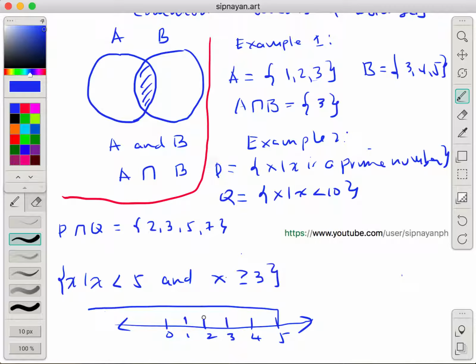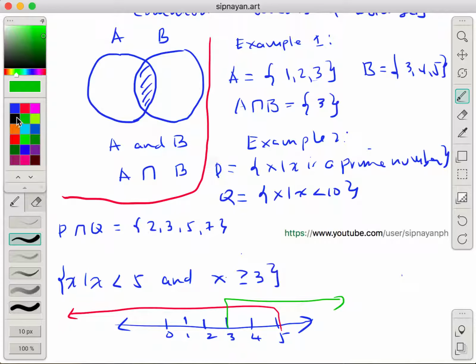This is less than 5. Is 5 included? No. And this is greater than or equal to 3. The 3 is included. So, as you can see, there is an overlap, and that is where our graph is.